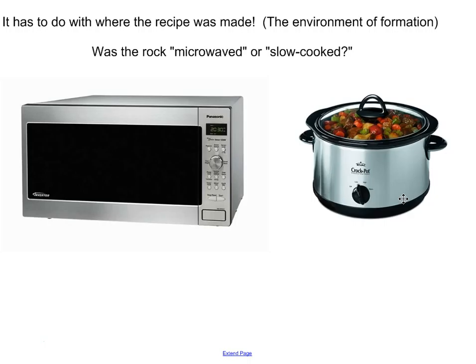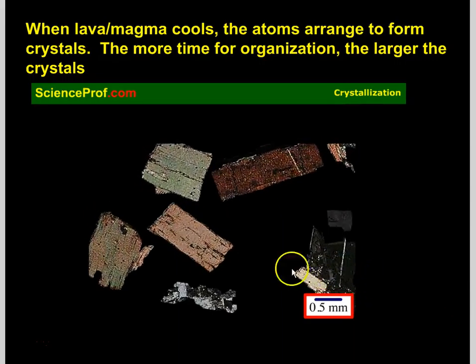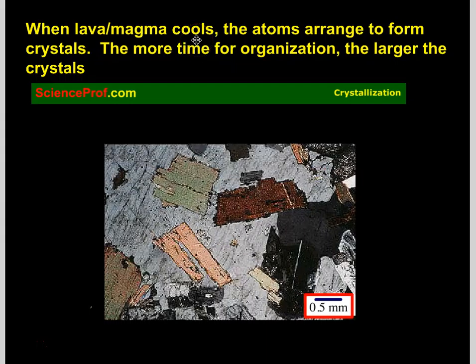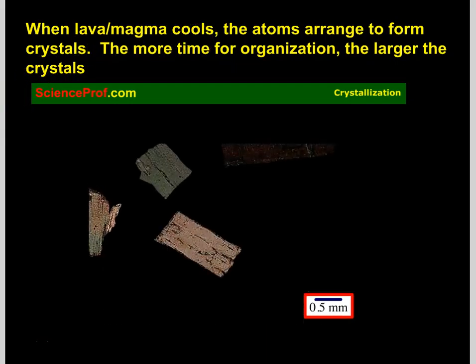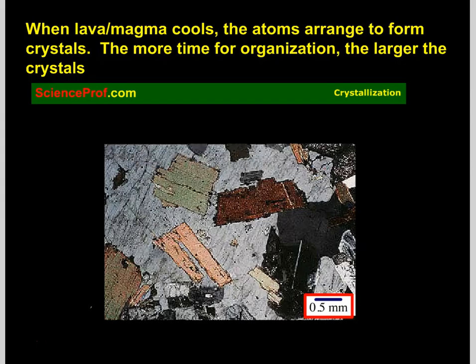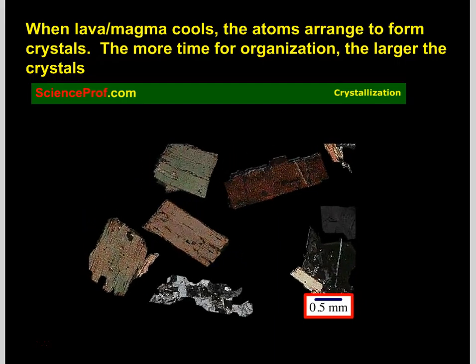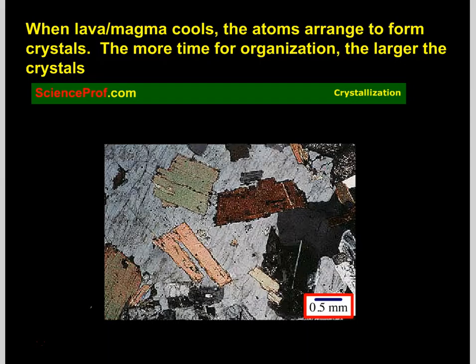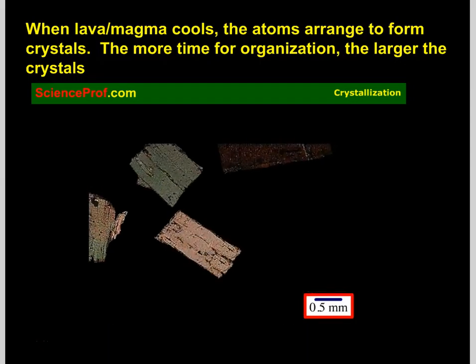So igneous rocks, we can kind of make a comparison to, because some form in the microwave and some are slow cooked, or slow cooled, I should really say. So the whole idea, which is important, is when lava or magma cools, the atoms arrange to form the crystals. And the more time they have to organize, the larger the crystals are going to be. So when the lava or magma finally cools, the crystals get locked in place. But up until that time, they're rearranging and organizing and growing. So the longer it has to organize, the bigger the crystals.